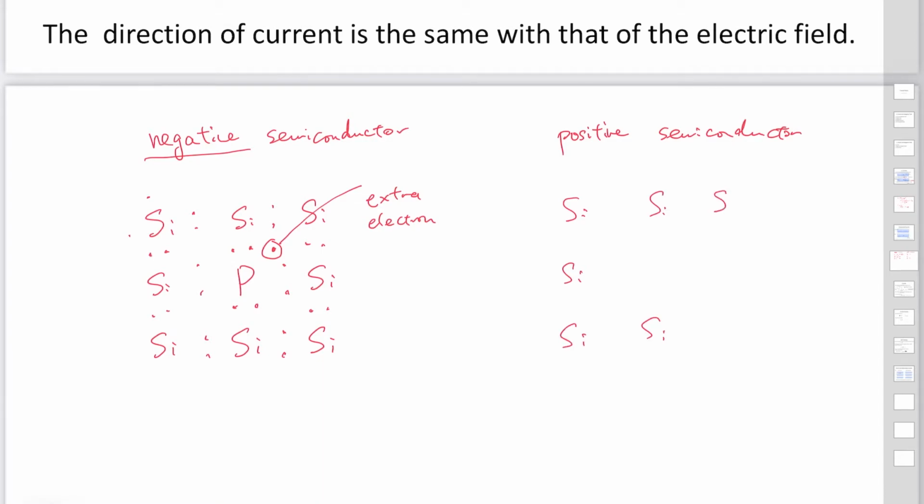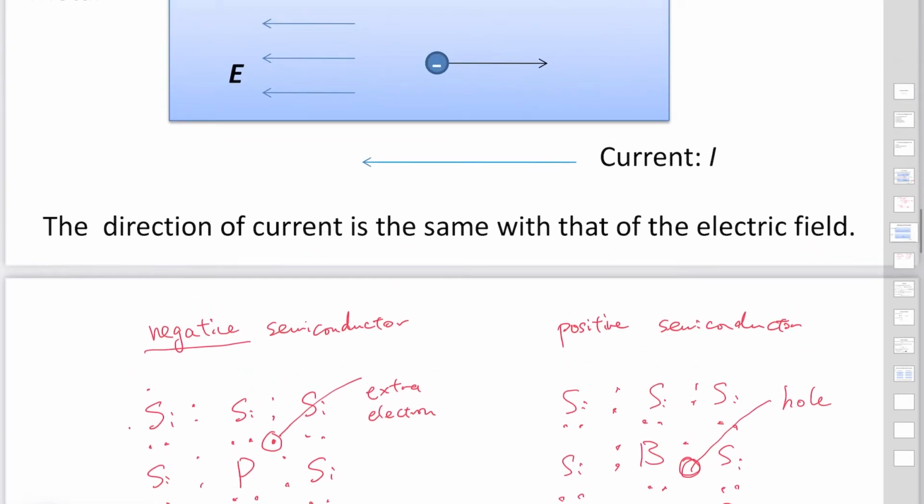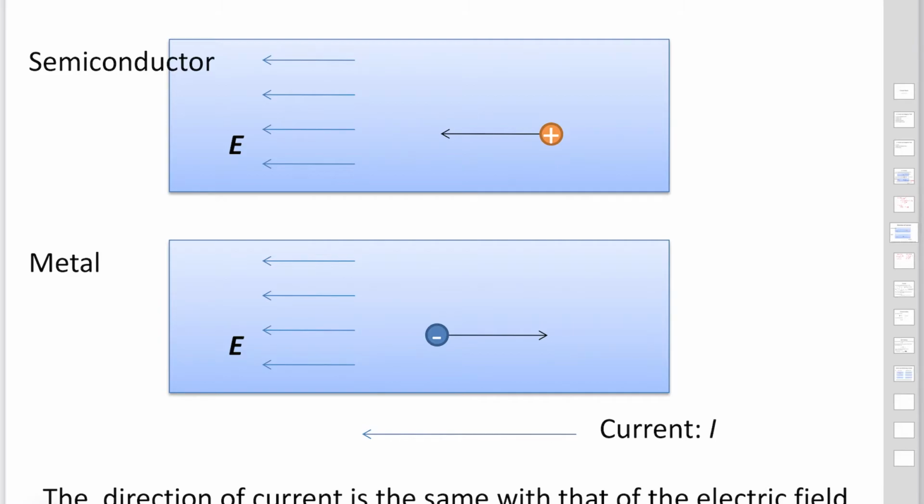So instead of silicon or phosphorus, we introduce boron. Boron has only 3 outer electrons, so we are missing a part. We call this a hole, because the electron cannot be occupied by the boron and the silicon. This hole has a positive charge and moves in the same direction as the electric field. This is responsible for the current in the case of semiconductors.